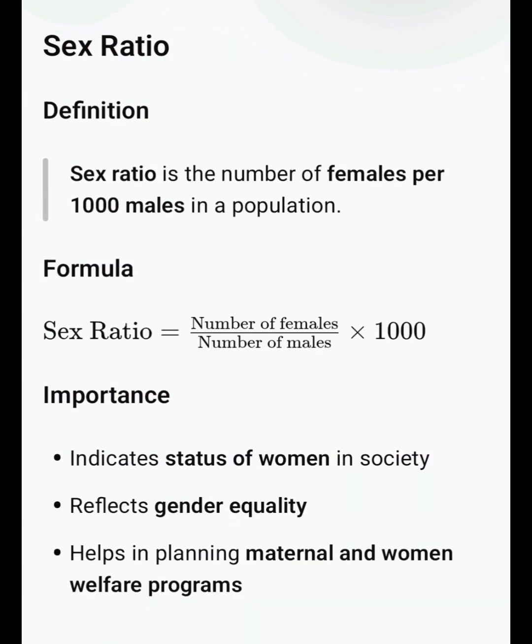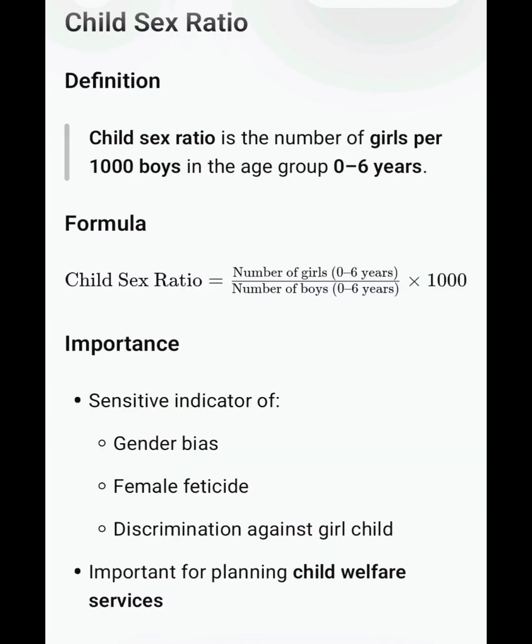Continuing with its importance: it indicates the status of women in society, reflects gender equality, and helps in planning maternal and women welfare programs. The next one, child sex ratio. What is the definition? Child sex ratio is the number of girls per 1000 boys in the age group 0 to 6 years. The formula is the number of girls divided by the number of boys, multiplied by 1000. It is an important sensitive indicator of gender bias, female feticide and discrimination against the girl child, and is important for planning child welfare services.